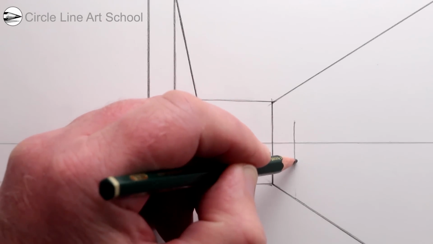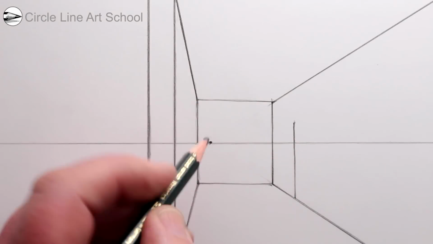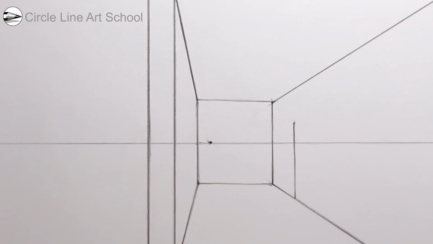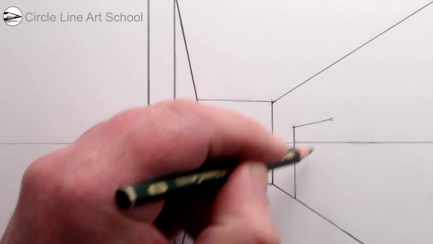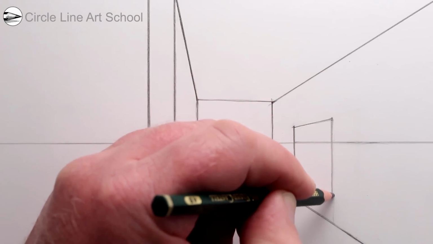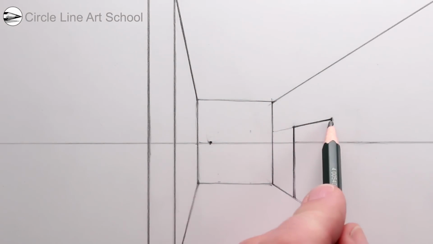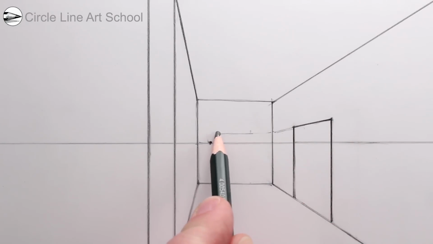Draw a vertical line first, and then the top diagonal line. We can find that using the vanishing point to find the direction of the line that we need. Then we can draw the second vertical line to create the door frame. Next, we can draw another door on the back wall, just using a simple rectangle.